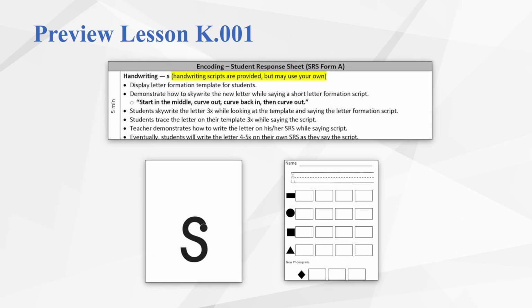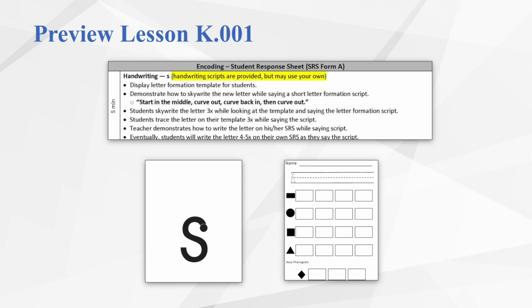Now we move to the encoding portion of the lesson. Normally, during encoding, we would transition students to their tables. This ensures correct writing posture and helps with fatigue. However, for this lesson, you may choose to model the SRS portion for students and not provide them with their own SRS. The first few lessons are shorter, and you may find that keeping them in front of you in the meeting area and having students watch you model works best for you and your students.